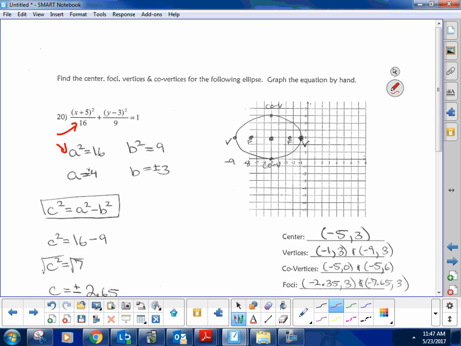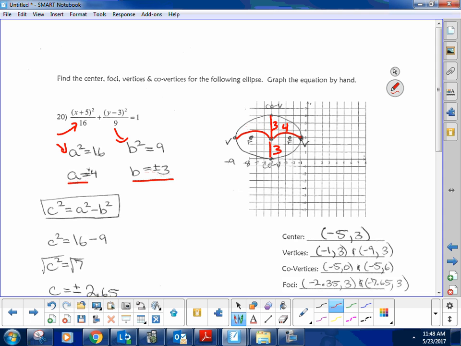So once we discover that A squared is 16, then I could prove to you that A is plus or minus 4 when I graph it. So that's the reason why you see 4 here, and 4 over here too. Afterwards, B, we discover it's 3 because B squared is 9. And this is why you see 3 here, from here to here.